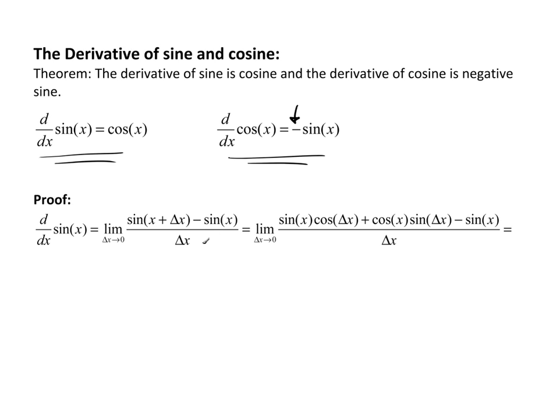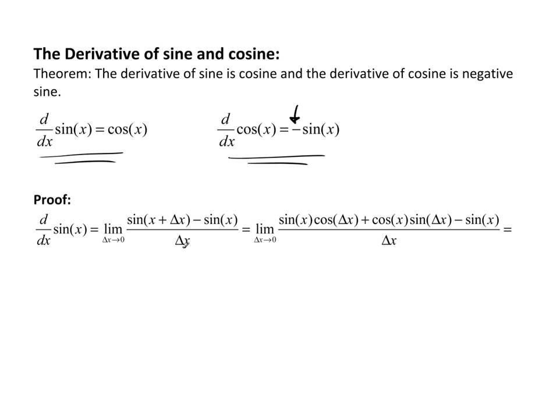So here's the basic idea behind the proof. The derivative of sine x is equal to the limit as delta x goes to 0 of sine of x plus delta x minus sine x, over delta x. This is just the limit definition that we've come to love and adore so much.